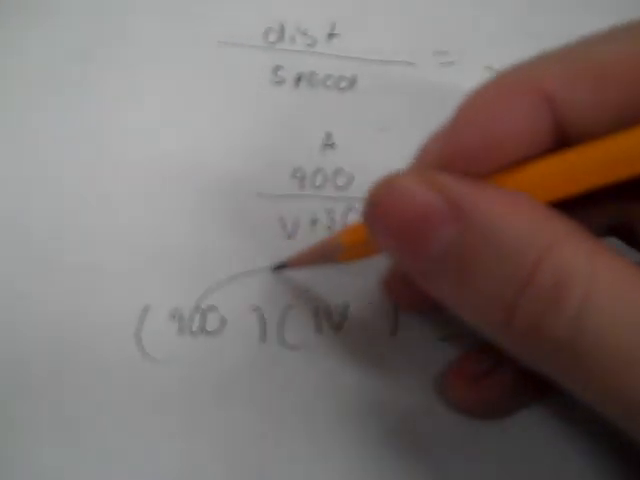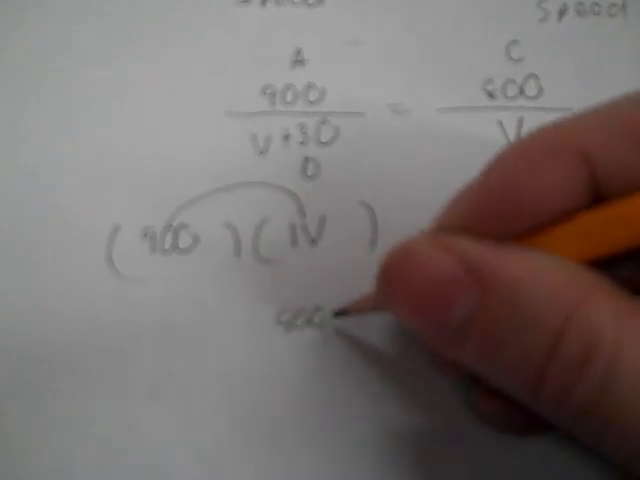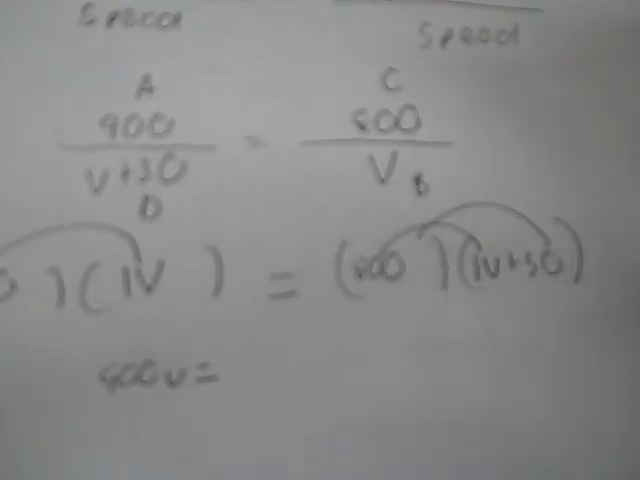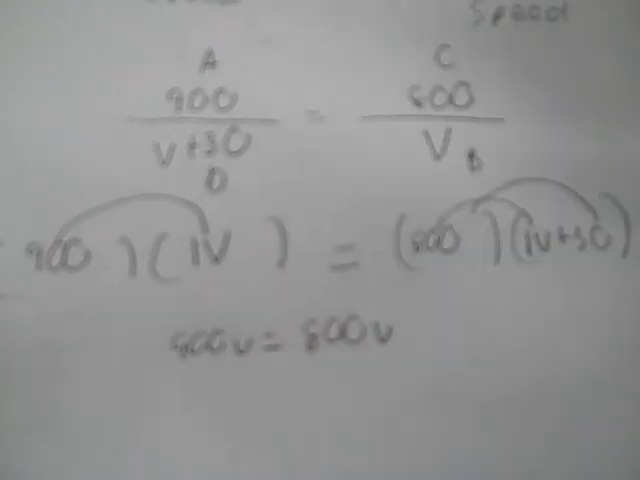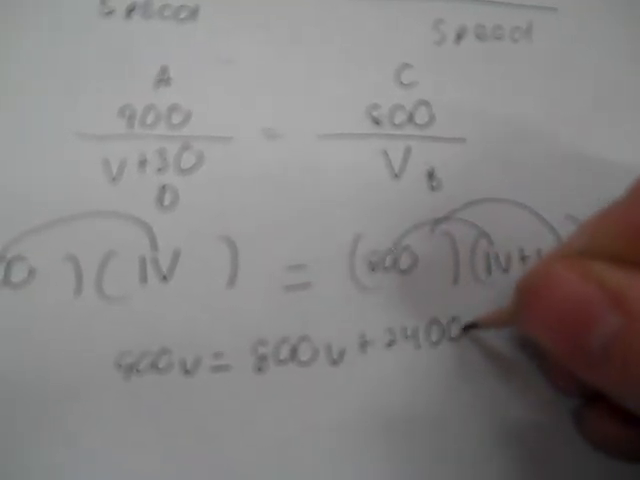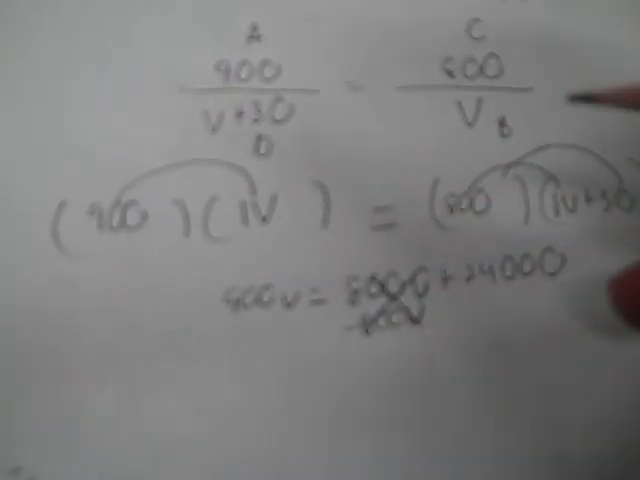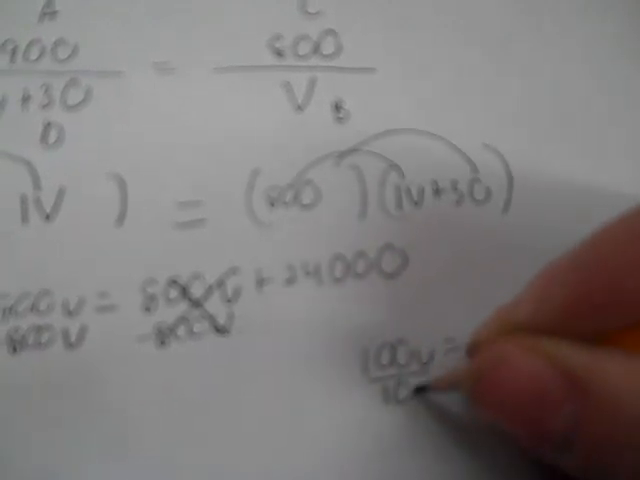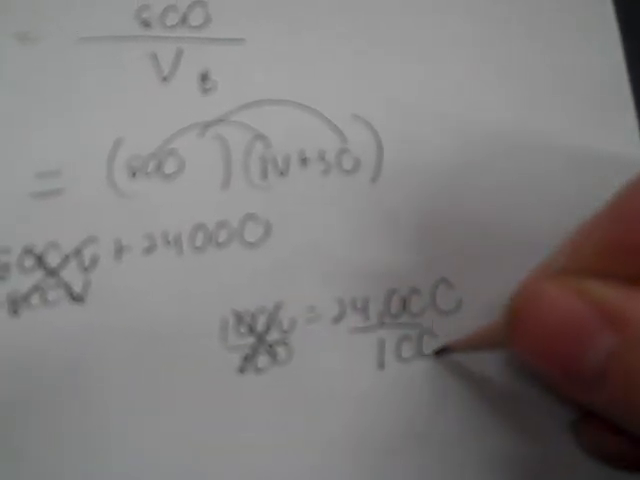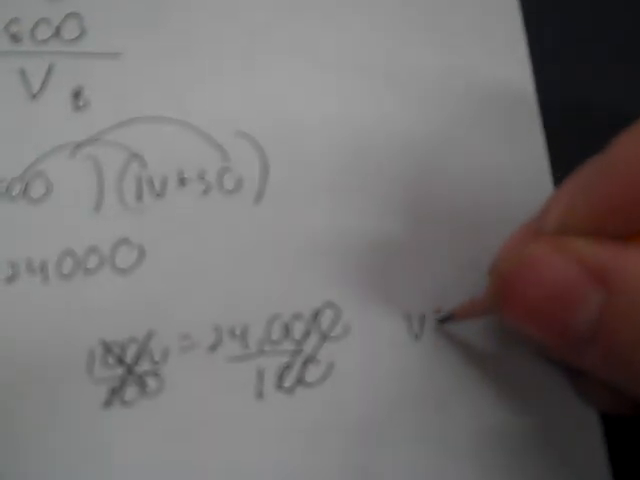Then you just do your distributive property. So 900V equals 800V plus 24,000. All right, let's get the V's on the same side. So 100V equals 24,000, and then I divide both sides by 100. That's going to be 240. The velocity is 240. However, that's not what we're finding. There's no way this took 240 hours, guys. I mean, think about it.